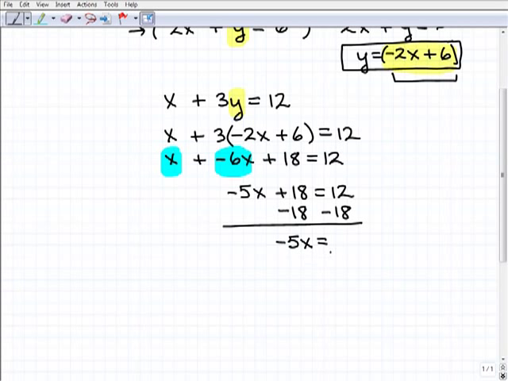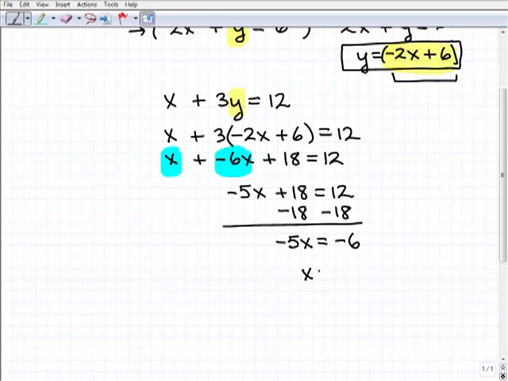Okay, so I'm just checking to see what I'm doing here. I like what I'm doing. I'm kind of auditing myself as I'm going, and that's what I suggest you do. So I'm down to negative 5x equals negative 6. So to solve for x here, I simply just have to divide both sides of the equation by negative 5.